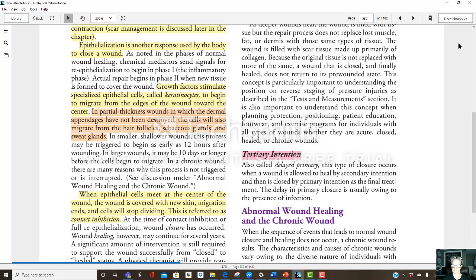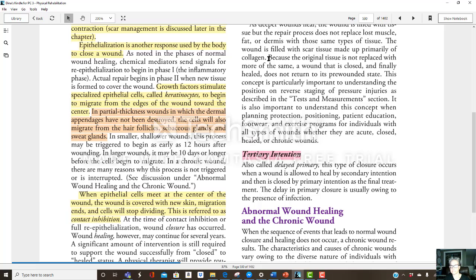This concept is particularly important to understanding the position on reverse staging of pressure injuries as described in the tests and measurements section. It is also important to understand this concept when planning protection, positioning, patient education, footwear, and exercise programs for individuals with all types of wounds, whether they are acute, closed, healed, or chronic wounds.